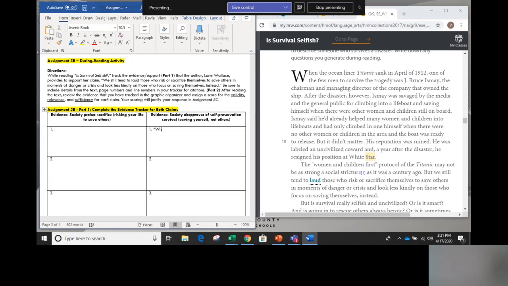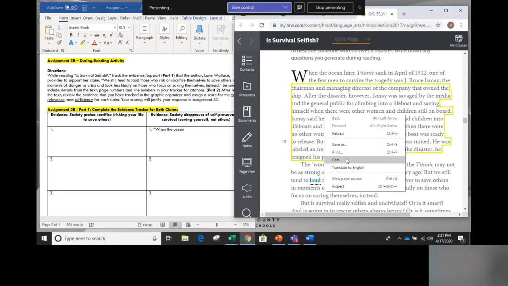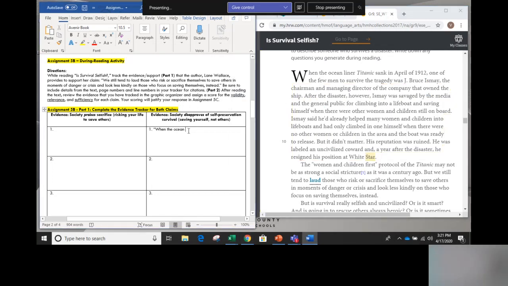I'm going to say, when the ocean liner... remember I tried to copy and paste this before, but it didn't work. I don't think it'll work. Yeah, it doesn't work when you copy. So we're just going to type it out. Just take your time. The ocean liner Titanic sank, one of the few men to survive the tragedy was J. Bruce Ismay.